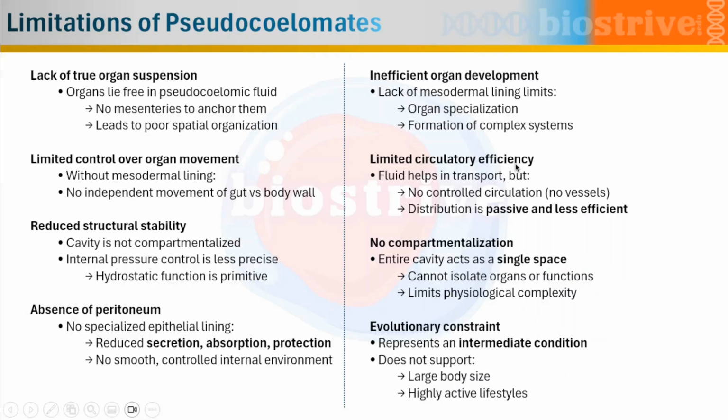There is limited circulatory efficiency because it lacks a proper circulatory system. There will be diffusion. Diffusion will be more as compared to acoelomates, but still less and passive as compared to true coelomates. And again, there is no compartmentalization. Organ isolation cannot be there. There will be limited physiological functions. There will be evolutionary restraints. So it represents a kind of intermediate or transitionary condition, and it does not support large body size, which was the same limitation as we saw in case of flatworms, in case of Platyhelminthes, the acoelomates.